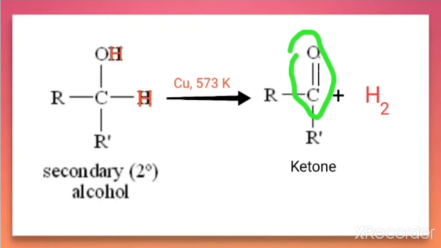Look at the structure here. Two R's are there, and you can see that the two R's are as it is here. That means the alkyl groups are as they are. So what you have to do is make the changes here. You have to remove these two hydrogens and keep one double bond here. So very easily you can frame the product here. This product is called a ketone because of the C double bond O group here.